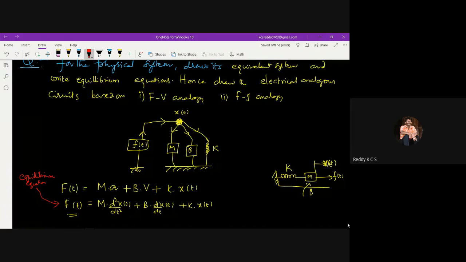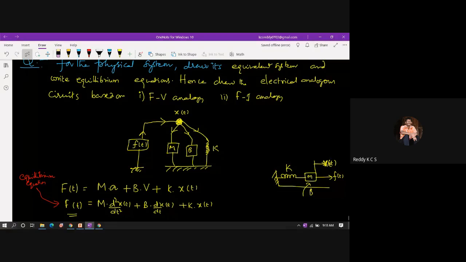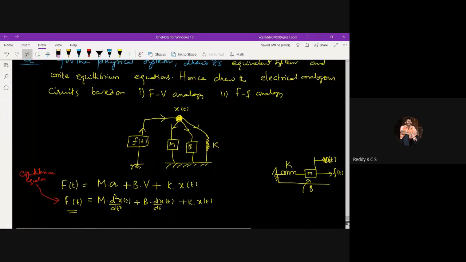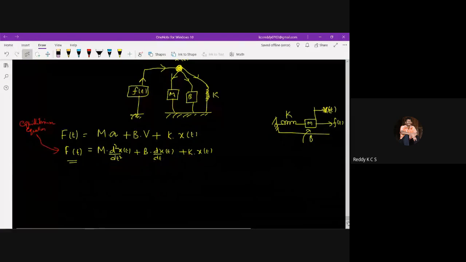What does it mean in the sense that we are finding the algebraic sum. The algebraic sum of the forces at this particular node is equal to 0. This one will be taken as f(t), and the others will be taken as minus. If you take this equation to this side, it will become like this. So now once you write the equivalent system, we need to convert this into a Laplace transformation.